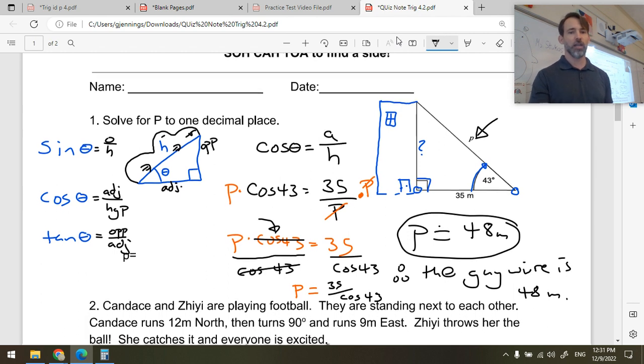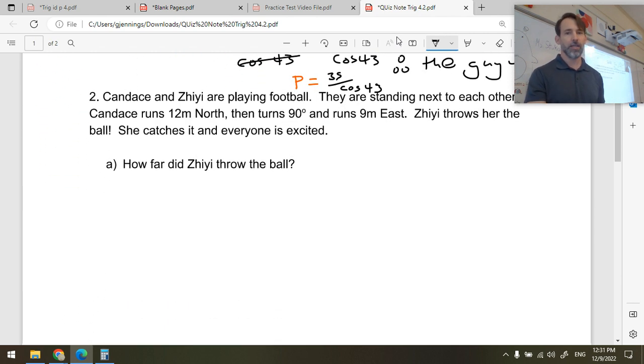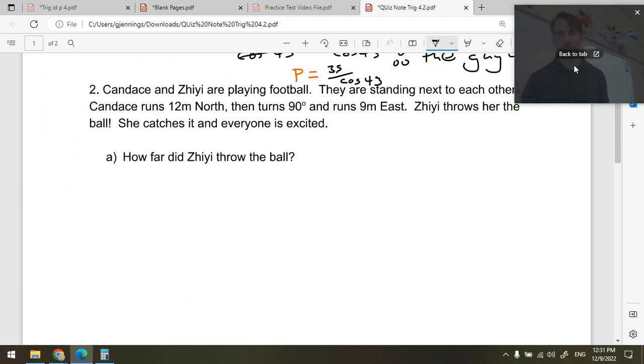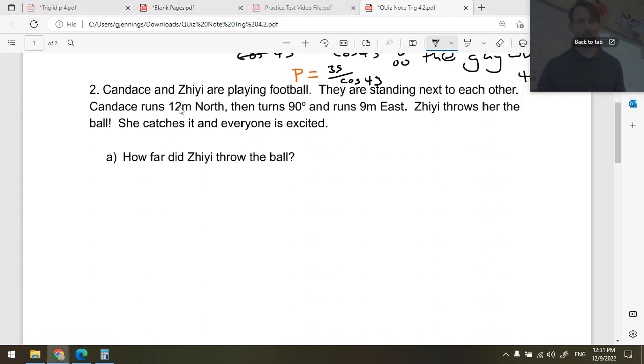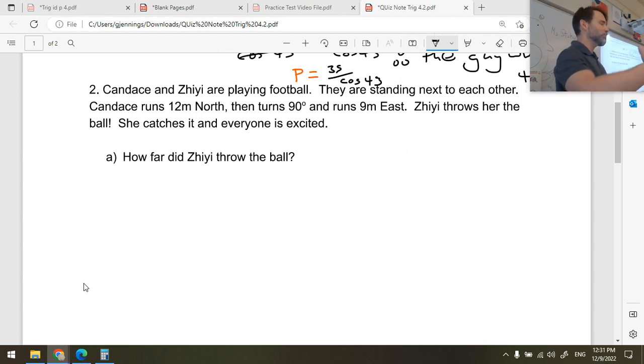All right, next question. Candace and G are playing football. If they're standing next to each other, they're in the same spot, effectively. So that's great. Candace runs 12 meters north and then turns 90 degrees and runs 9 meters east. With these questions, visualize, imagine Candace and G playing football. G has the football, Candace is running. I see Candace turn to the east, and then G throws the football on some angle. Cool. So visualize, and then draw a diagram.